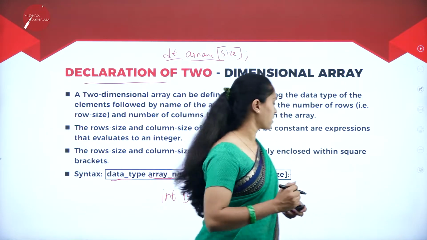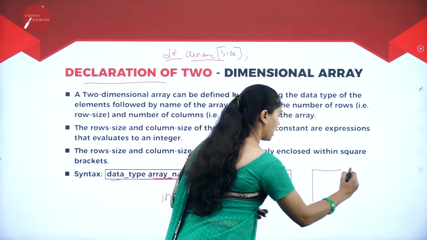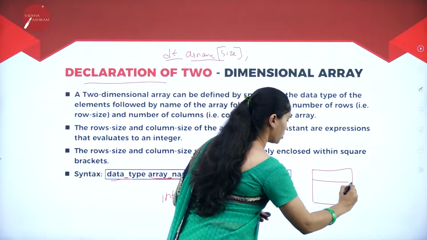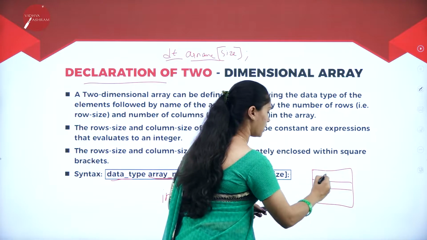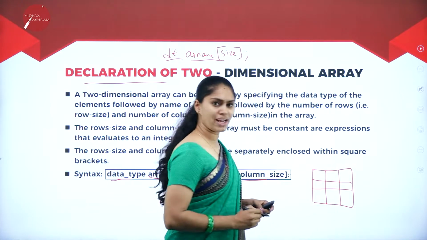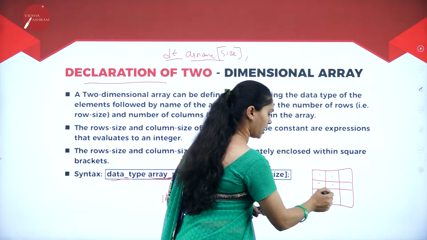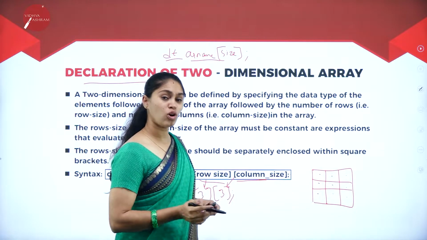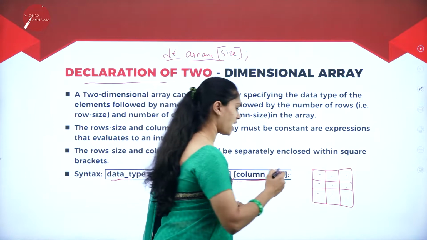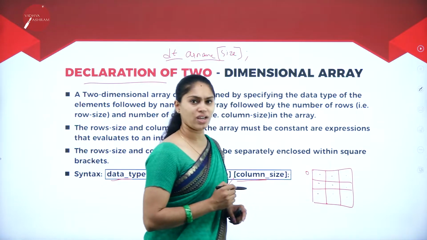So when I declare that, it is going to take 3 rows and 3 columns. How many elements can I store? 1, 2, 3, 4, 5, 6, 7, 8, 9. This will hold 9 elements. What is the address then? It has to start with 0.